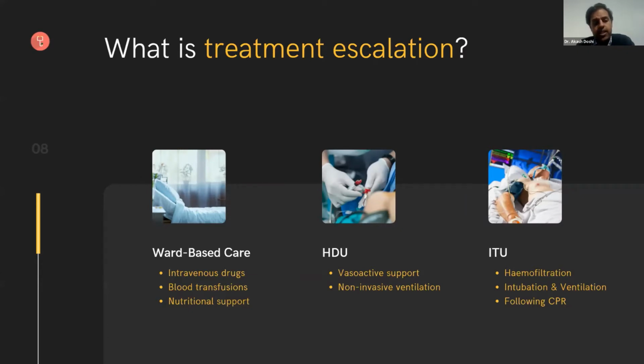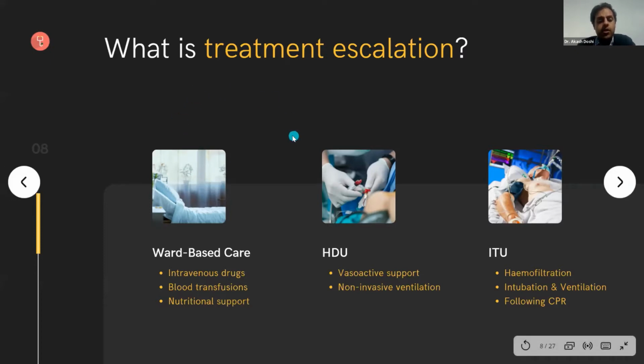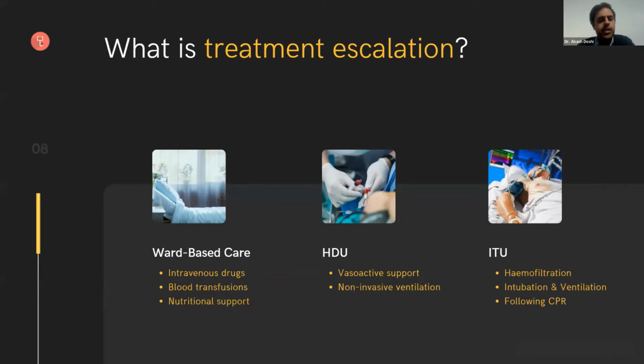The other situation where we might involve ITU is following CPR. So after a successful round of CPR, we might have a situation where the patient has recovered spontaneous circulation, and we may want to take them to ITU. And so when we talk about treatment escalation and ceilings, what we're saying is where on this spectrum are we going to put this patient and what's best for them?